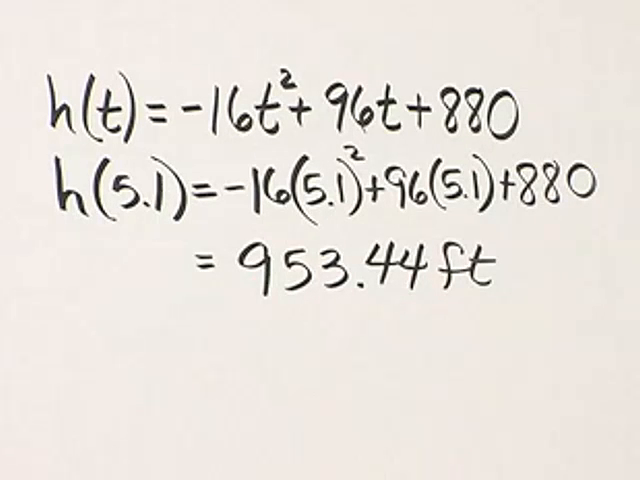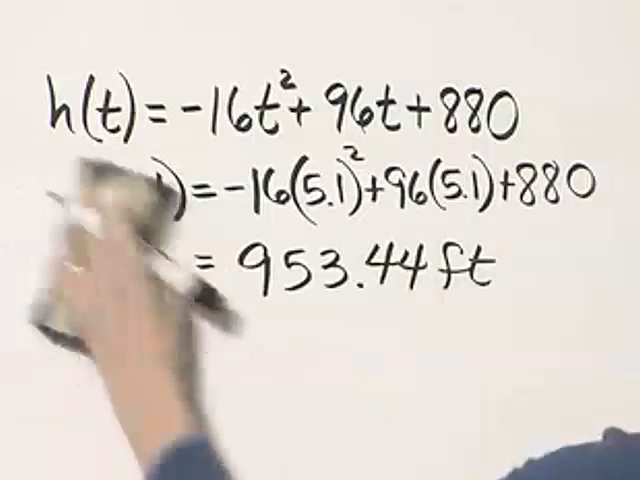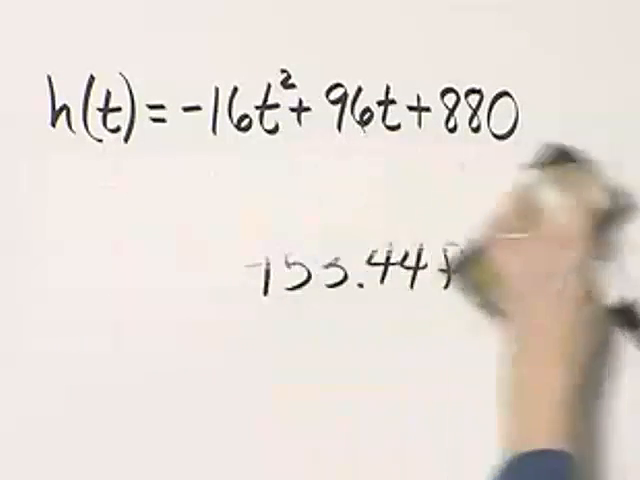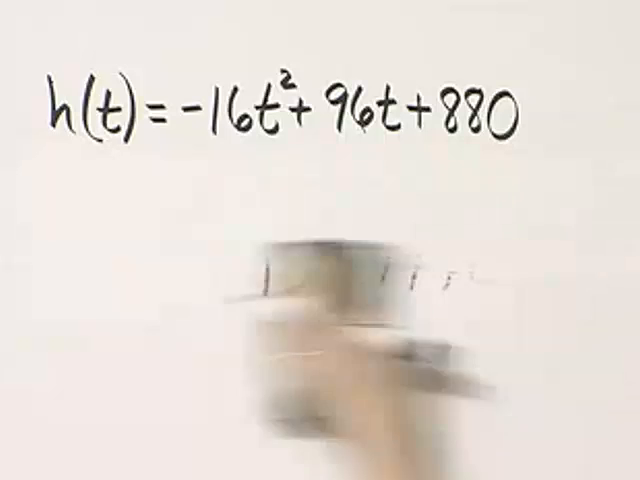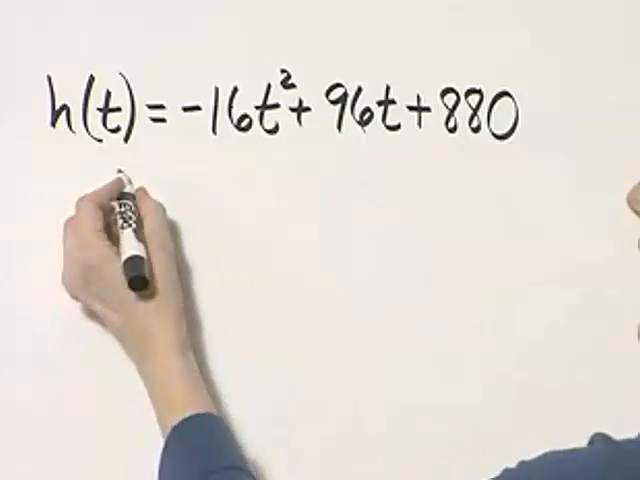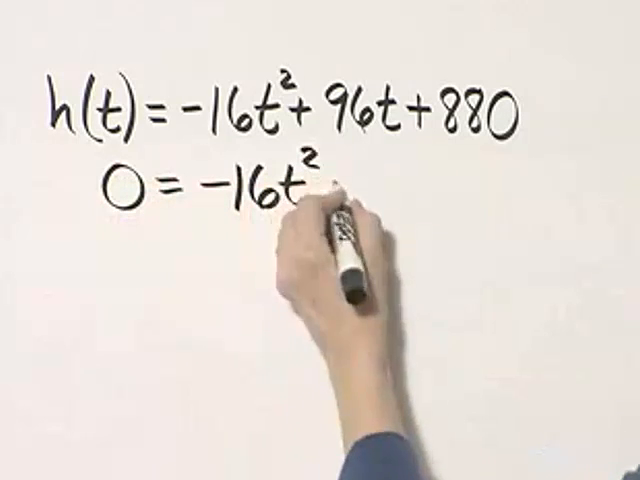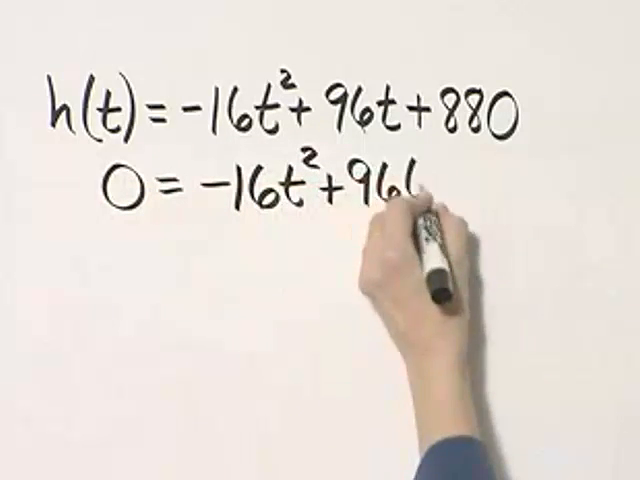Now, when will the pebble hit the ground? When means we're looking for t this time, and when the pebble hits the ground, what can you tell me about the height of the pebble? When the pebble hits the ground, the height of the pebble is 0. So I'll let the height be 0, and now I'm solving this quadratic equation, and I'm solving it for t.